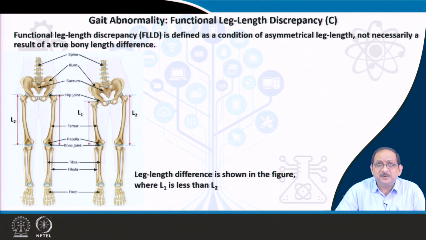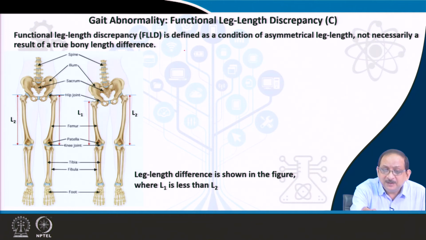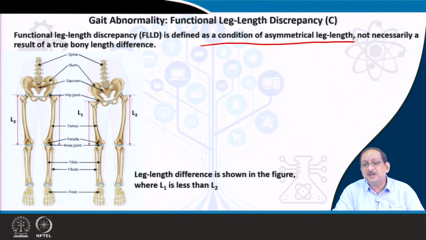Functional leg length discrepancy is another form of gait abnormality. Now, leg length discrepancy in general could be structural as well as functional. The structural discrepancy is associated with true bone length difference, whereas the functional leg length difference is defined as a condition of asymmetrical leg length, not necessarily arising out of true bone length difference.